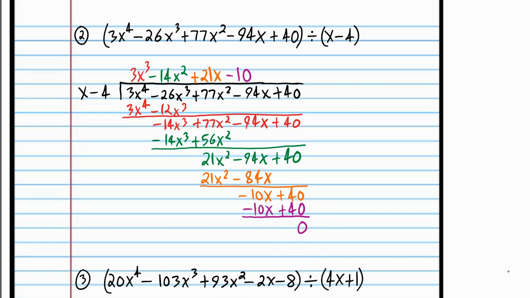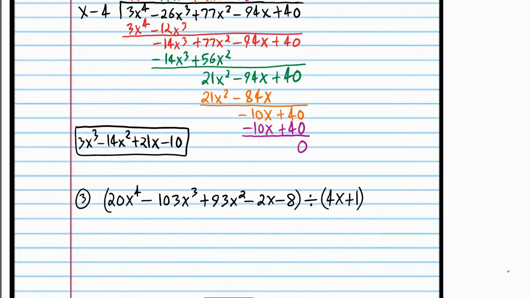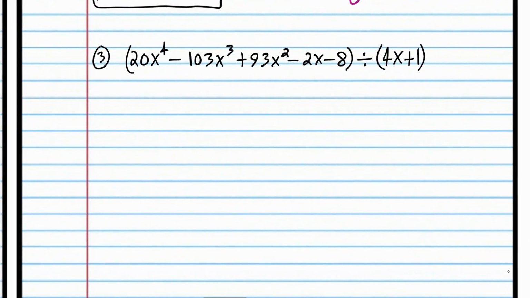Now, where is the answer? That's the most important part, obviously, is the answer. Where's our answer? Well, it's up here in yellow. So now we're going to rewrite that over here at the bottom left. 3x cubed minus 14x squared plus 21x minus 10. That's our final answer. So we're going to do one more of these before you try one on your own.